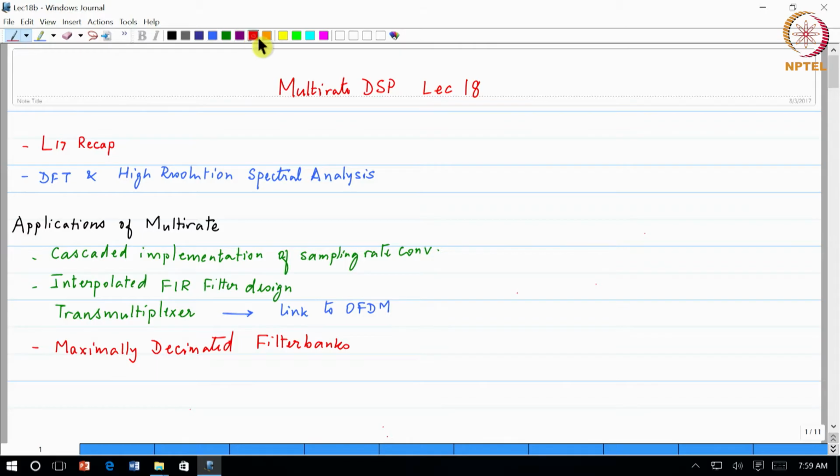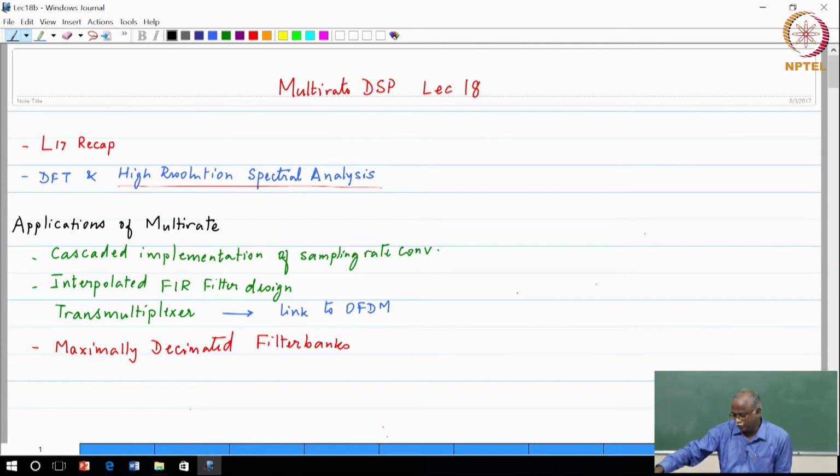This is a very important application and something that I am sure you will find very useful whenever you have to do spectral analysis. We also will touch upon a couple of multirate DSP applications, and these are useful tools. Again, some of them are for filter design, some of them are for various different settings. Hopefully you add them to your toolbox. By the way, the cascaded implementation of a sampling rate converter we have already discussed, so I won't touch upon that again.